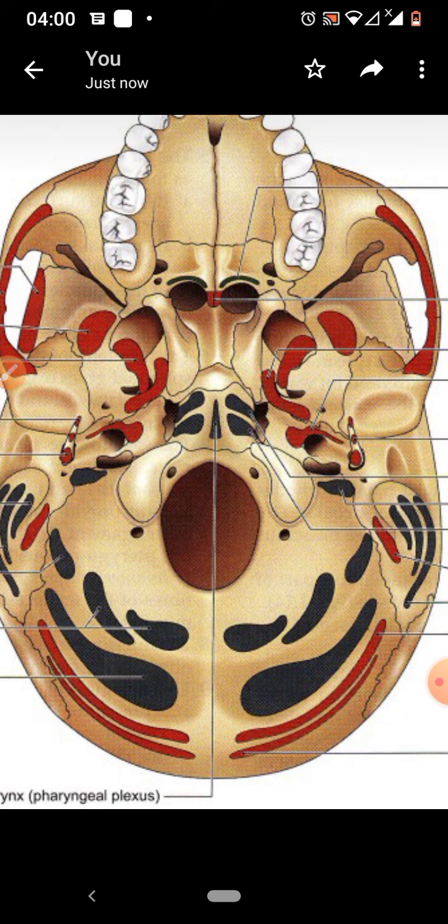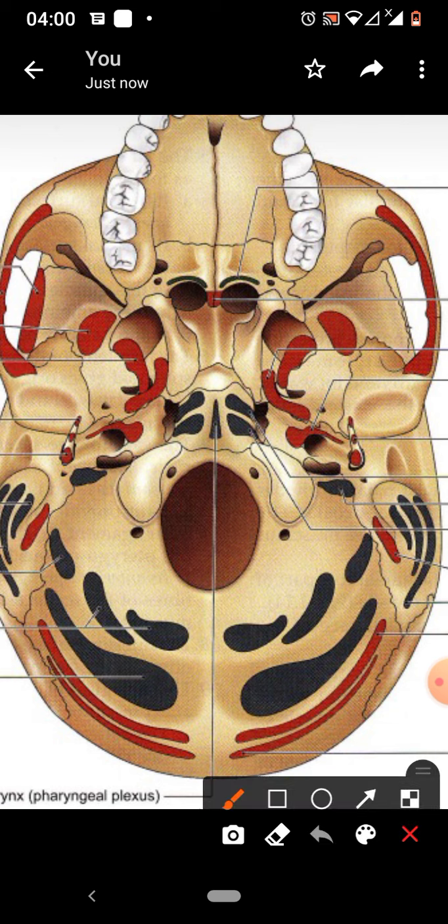Our today's lecture is the structures which are attached to the norma basalis. So one by one we will discuss the structures. First we will study the structures which are attached anteriorly, and then we will study the structures which are attached to the medial part, and then the structures which are attached to the posterior part. So first discuss the structures which are present anteriorly.